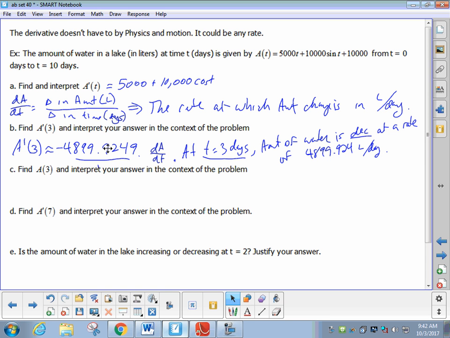Would you try A of 3? The next question. So let's keep track of the derivative and the amount. Make sure you have it all there.